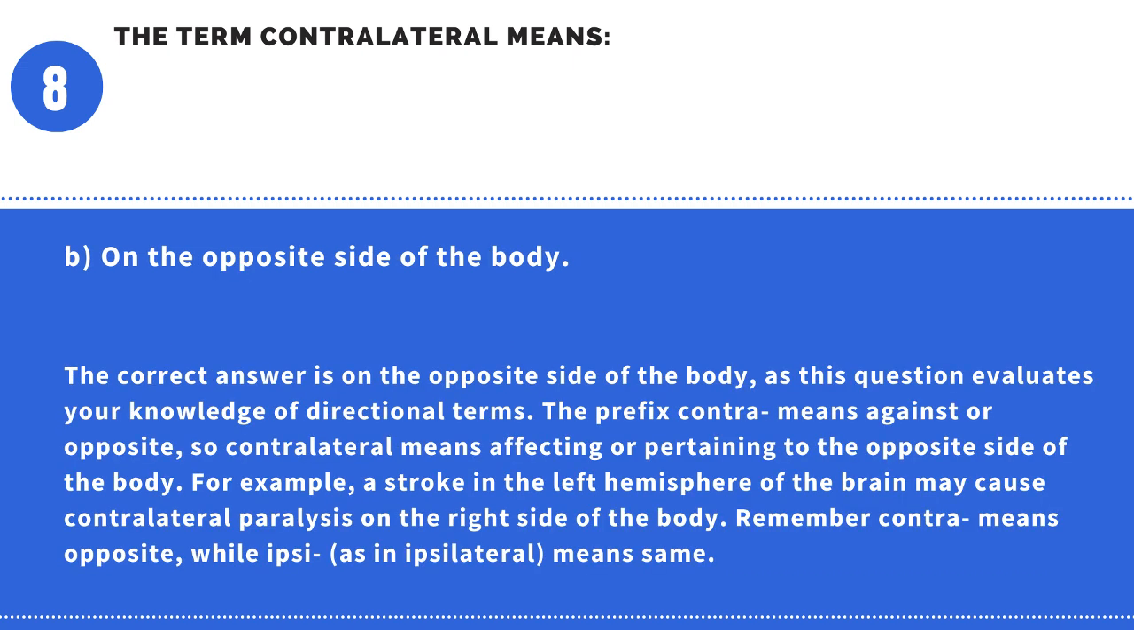Answer: B. On the opposite side of the body. The correct answer is on the opposite side of the body, as this question evaluates your knowledge of directional terms. The prefix contra means against or opposite, so contralateral means affecting or pertaining to the opposite side of the body. For example, a stroke in the left hemisphere of the brain may cause contralateral paralysis on the right side of the body. Remember, contra means opposite, while ipsi, as in ipsilateral, means same.